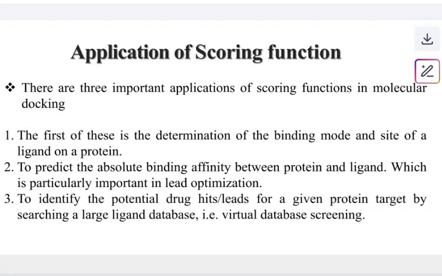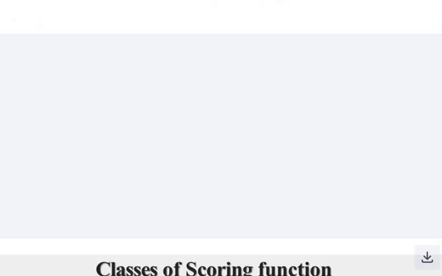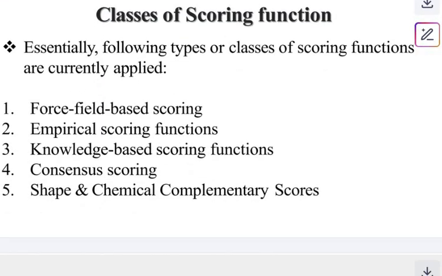Application of a scoring function. There are three important applications of scoring function in molecular docking. The first of these is in the determination of the binding mode and site of ligand on protein. Second, to predict the absolute binding affinity between the protein and ligand, which is particularly important in lead optimization. Third, to identify potential drug hits or leads for a given protein target by searching a large ligand database, virtual screening.